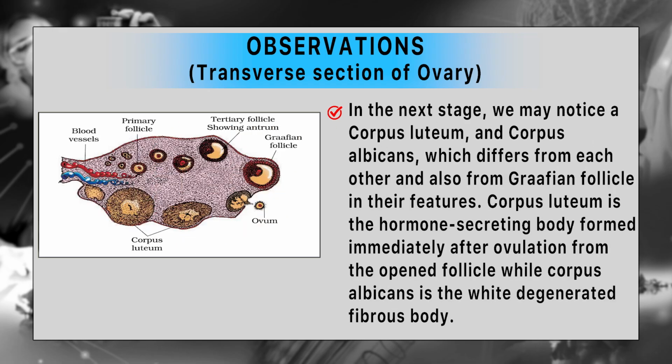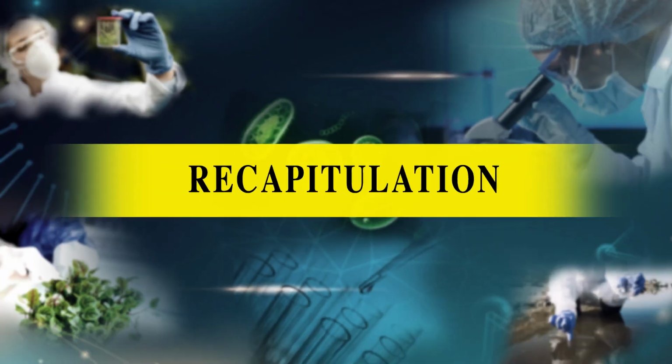In the next stage, we may notice a corpus luteum and corpus albicans, which differ from each other and also from the Graafian follicle in their features. Corpus luteum is the hormone secreting body formed immediately after ovulation from the opened follicle, while corpus albicans is the white degenerated fibrous body. Now let us put on our thinking cap to see what we have understood so far.